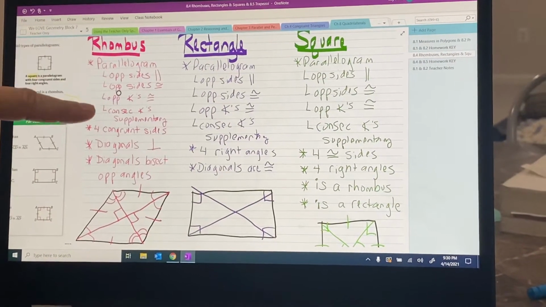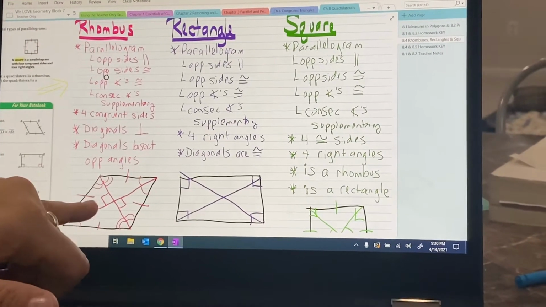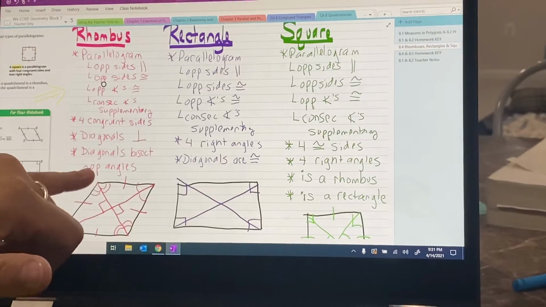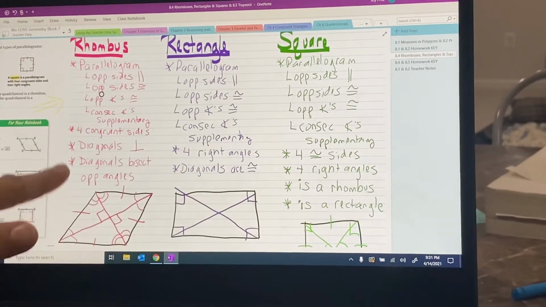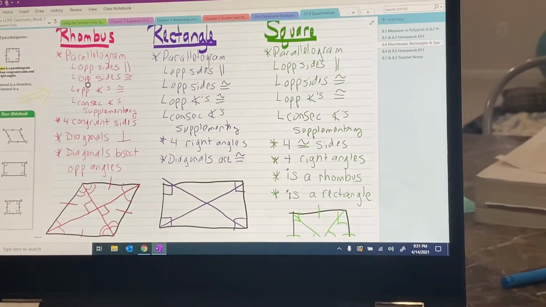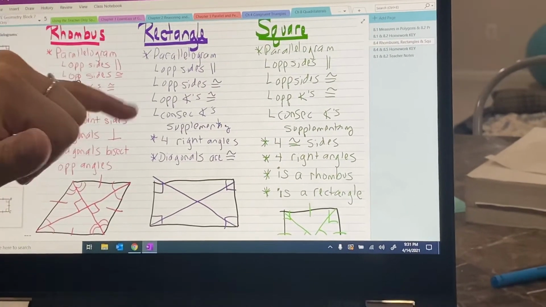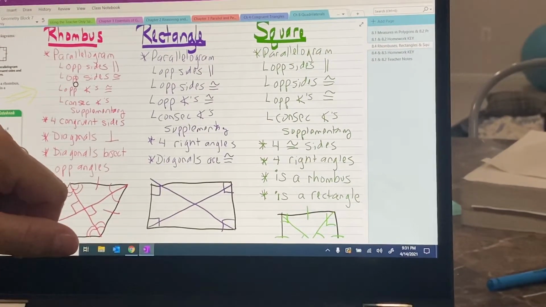So a rhombus fits all of this criteria and four congruent sides, diagonals are perpendicular, and diagonals bisect opposite angles. So I added those new stars in the picture below. I think those are pretty self-explanatory. A rectangle, again, it's a parallelogram. It has two new features. It has four right angles, and the diagonals are congruent.